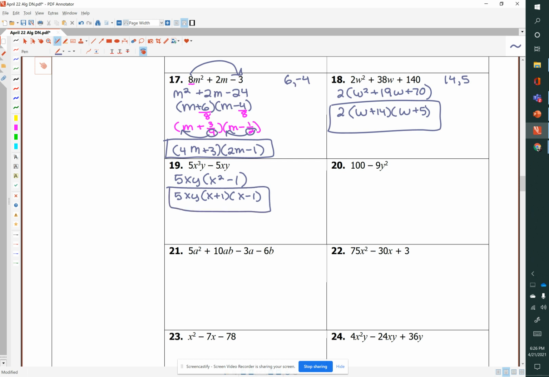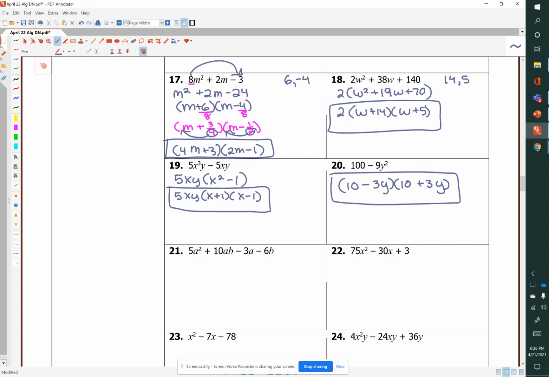And that is finished. And number 20 is a difference of squares. So that's a little easier for us. So the square root of 100 is 10. The square root of 9y squared is 3y. So 10 minus 3y, 10 plus 3y. And our work is done.